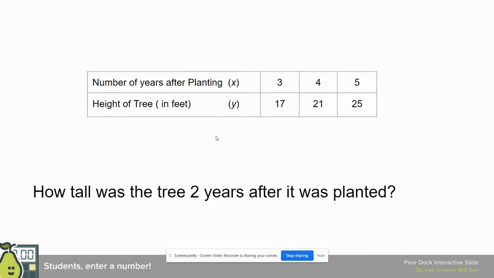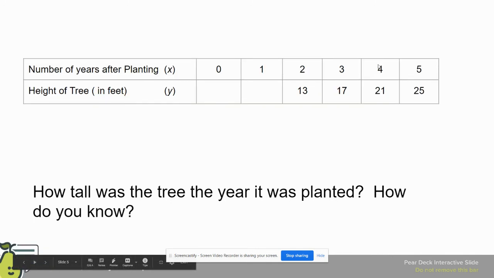Now, if we went backwards to figure out how tall the tree was 2 years after it was planted, we have to go backwards. Well, if going forward every year I'm adding 4, in order to figure out what it was a year ago, I would subtract 4. So 17 minus 4 is going to be 13. So that part of the table now is filled in. So we know at year 2 it was 13, year 3 it was 17, year 4 it was 21 feet, year 5 it was 25 feet.